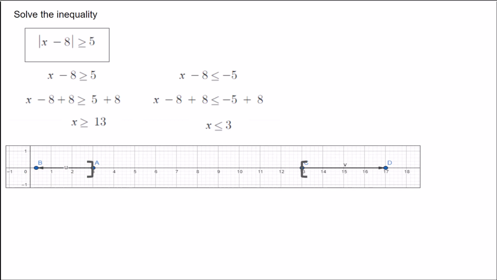And that's pretty much it for absolute value inequalities. When we come back, we're going to talk about graphing linear inequalities.